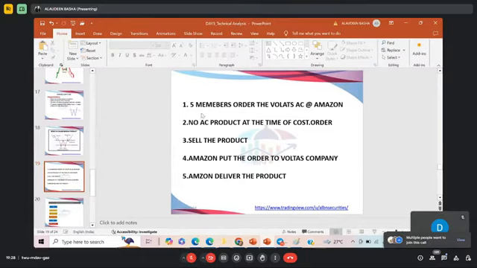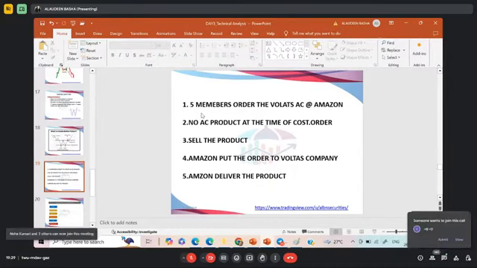This is the basic process of all e-commerce like Flipkart, Myntra, Ajio, Amazon, etc. This kind of trading is called sell to buy. First they sell the product without having it, and after that they buy from the vendor and deliver to the customers.